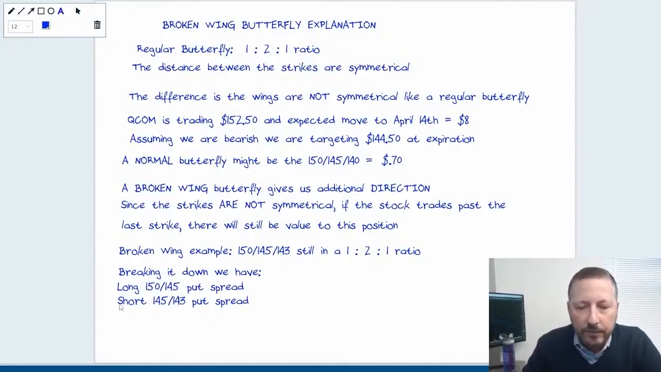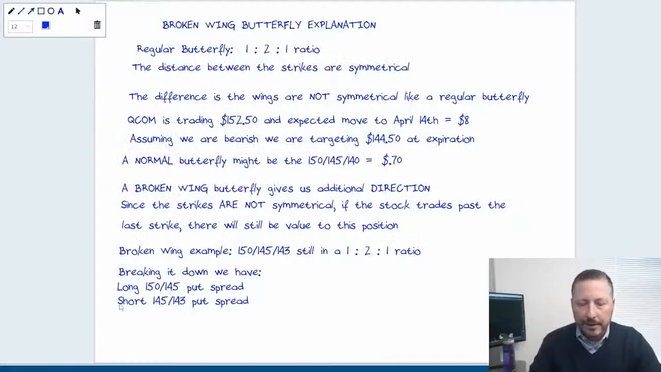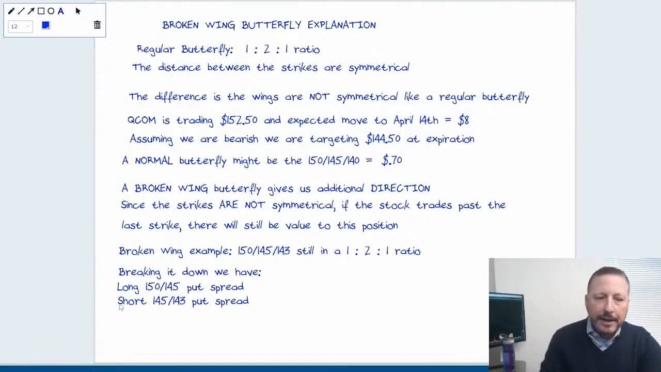So what does that do for us? Why would we ever want to put on a position like that? Well, we still want the stock to move to our short strike. As we've mentioned before, in every example, every position we have, we still, in a perfect world, have our maximum potential reward at the short strike. That still holds the case here. But now, if we start moving beyond that short strike, we still make money even if the stock goes beyond that last strike. Okay, so let's go through some examples here.